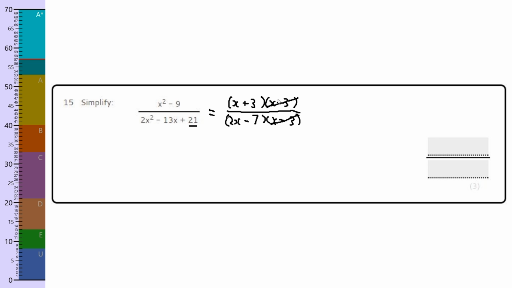So you're dividing top and bottom by x minus 3. Because we've made one big term at the top and one big term at the bottom, if we divide them both by the same thing, that absolutely is fine. We don't need the brackets to finish this off. X plus 3, 2x minus 7. And that's our answer. Let's move on.